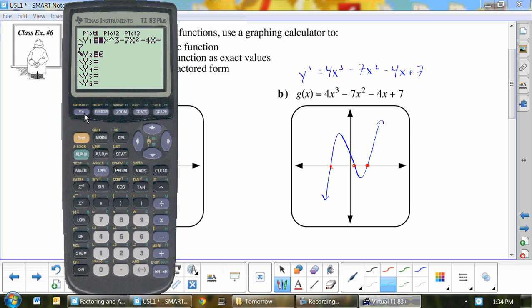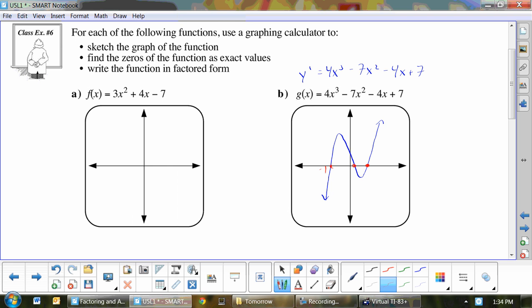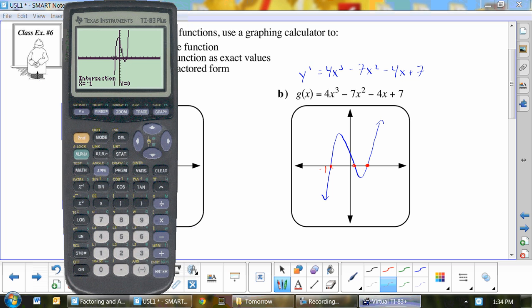So if you want to put your y2 as a 0, we can use the intersect to find what all of our x-intercepts are. So you go second trace, intersect, and you just want to move that blinker so it's really close to one of them. So for example, I have mine right there. And then you hit enter 3 times. 1, 2, 3. Yep, so one of our intercepts is -1. So use this to find all 3 of them.